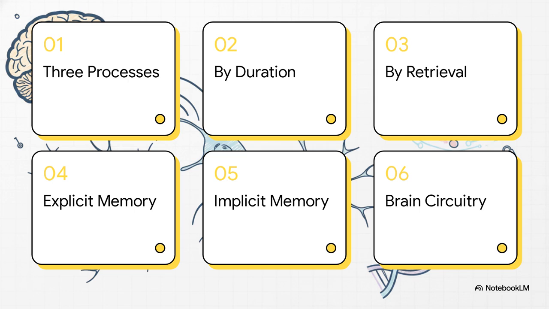All right, here's our roadmap. We'll kick things off with the three fundamental processes that are behind every single memory you have. Then, we'll look at the classic time-based way of classifying memory and see how that compares to the more modern function-based model. After that, we'll do a deep dive into the two major types of memory before finally mapping this entire amazing system onto the physical structures of the brain.